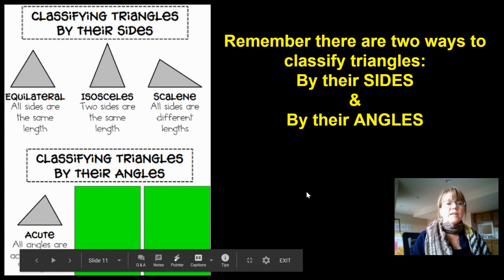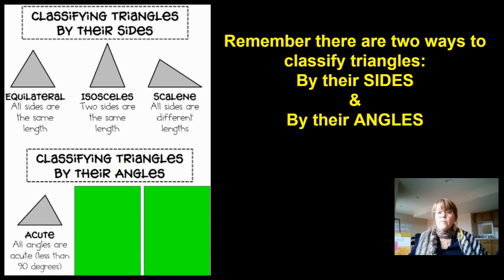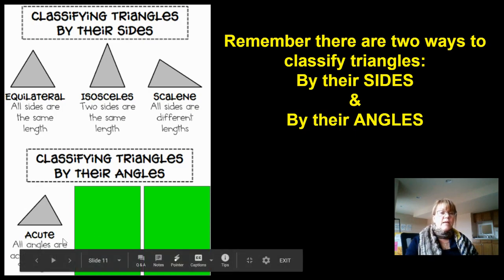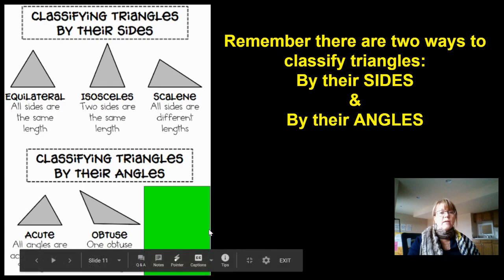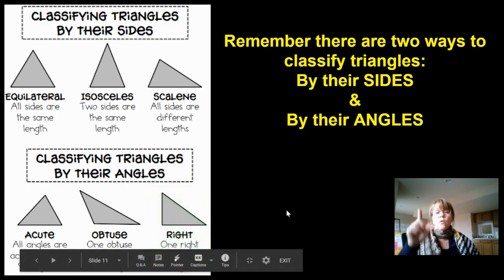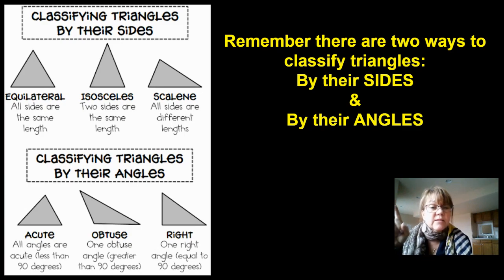All right. Next, we can classify triangles by their angles. We talked about the angles before. If all the angles are smaller than 90 degrees, that makes it an acute triangle. If it has even just one obtuse angle, only one, that is an obtuse triangle. And if it has only one right angle, it only needs one, it's a right triangle.